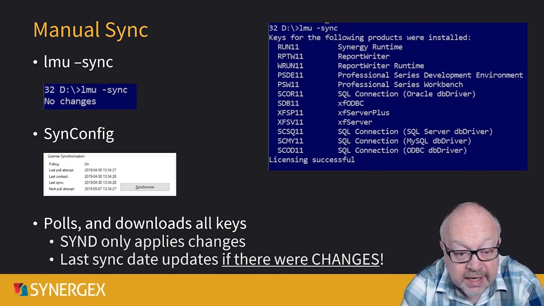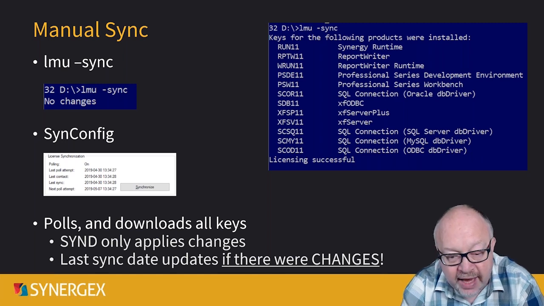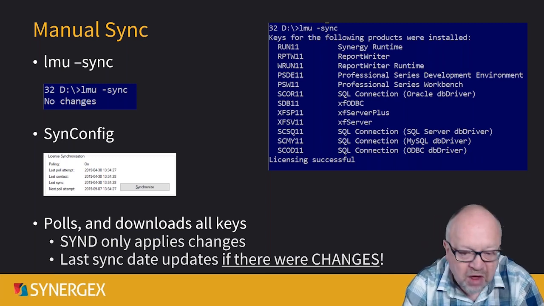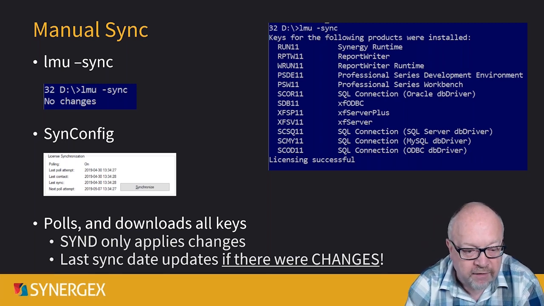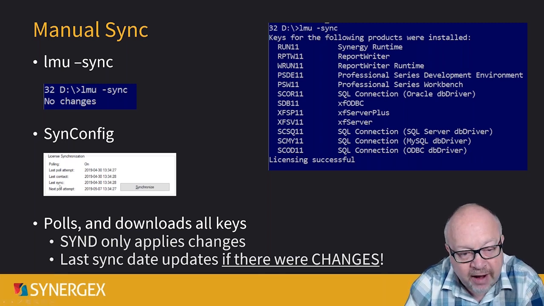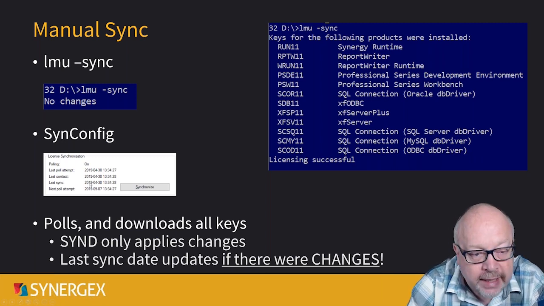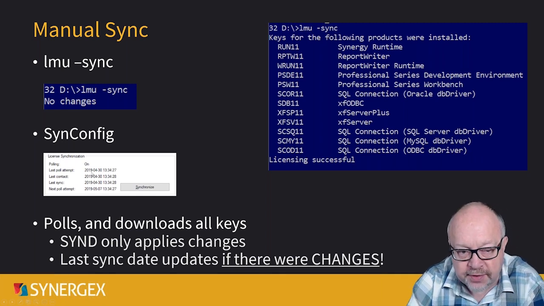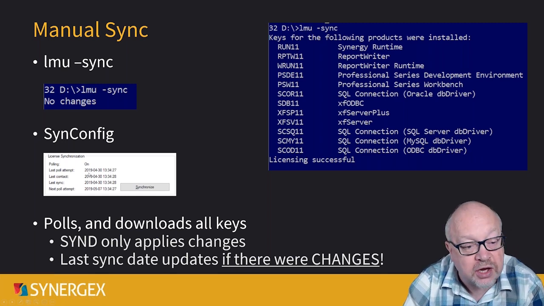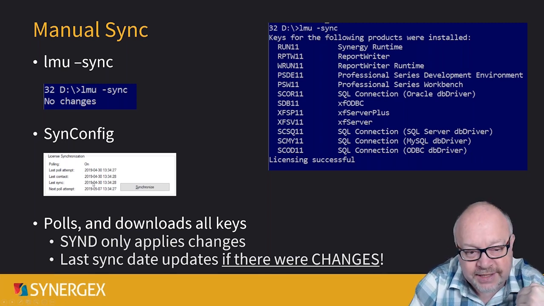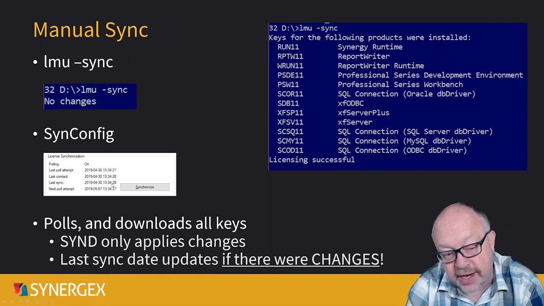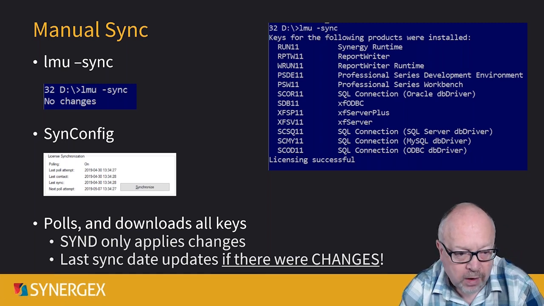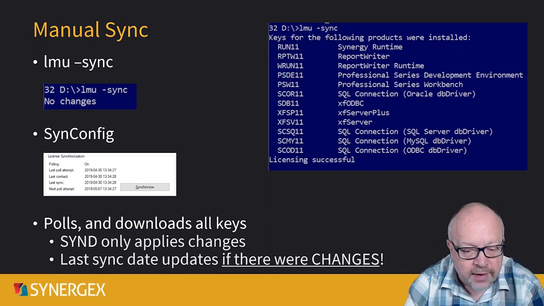Polling downloads all the keys every time, but SynD will only apply any changes that come down. So if it receives the same keys it's already got, nothing's going to happen in terms of the license server. And that's important because just bear in mind that last sync date might not be the same as your last poll date. The last poll date is the last time it made contact, and the last sync date essentially is the last time it received changes. So we have had a few support calls about why is the sync date not changing, and that's the reason why.